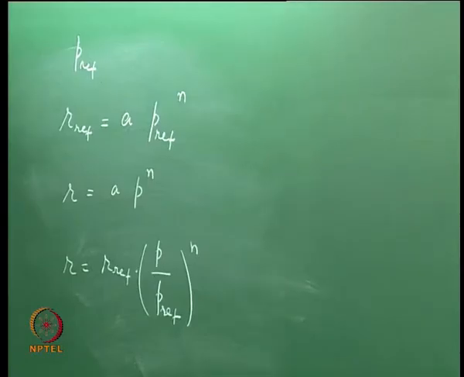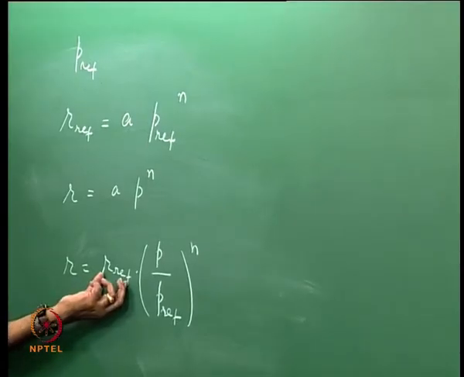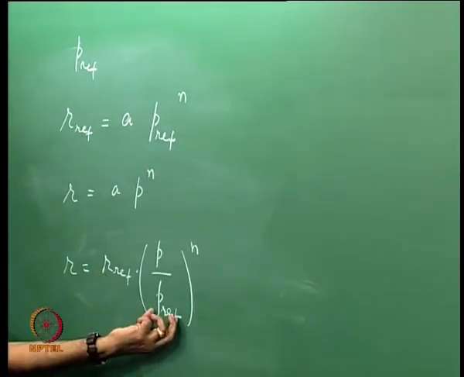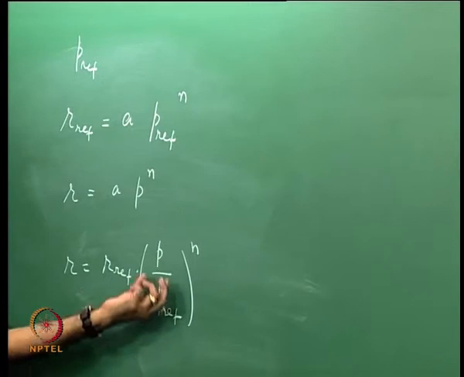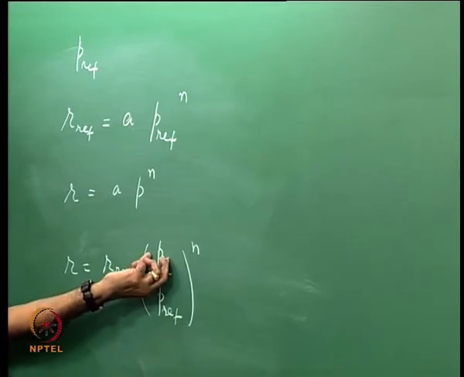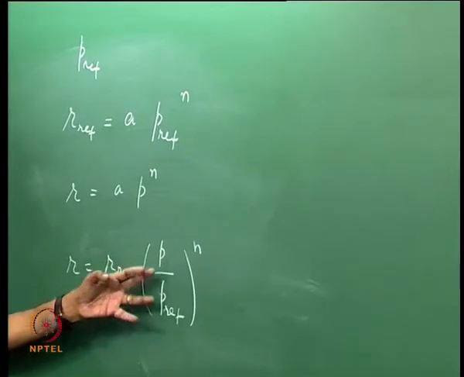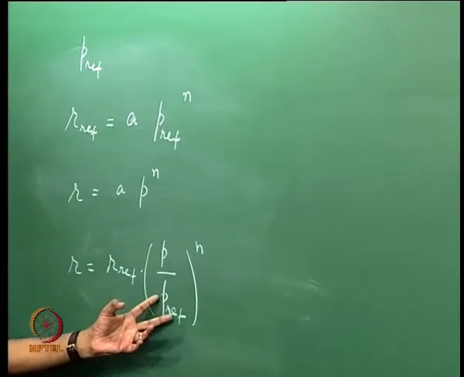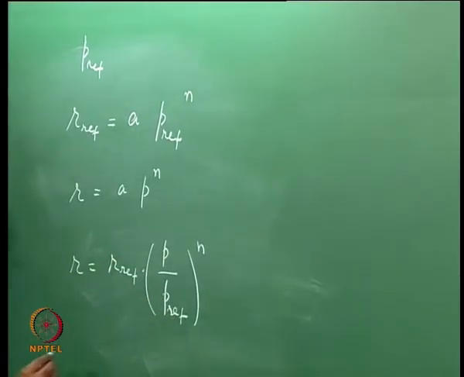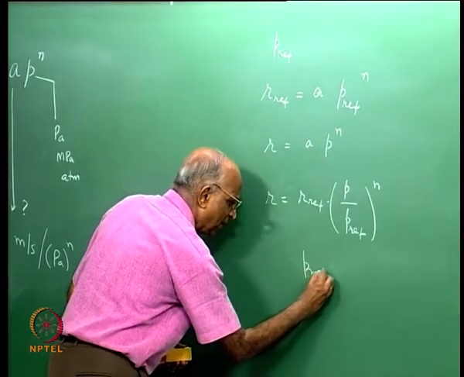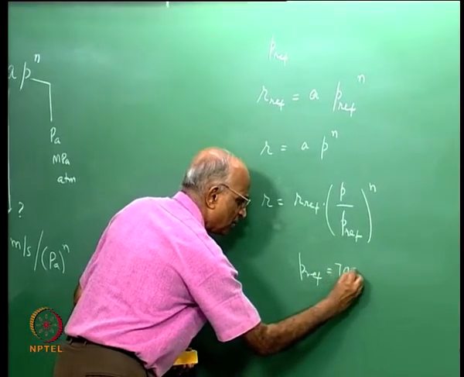In other words, the burn rate can be expressed at a given reference pressure, provided the reference pressure is used for non-dimensionalizing the value of pressure. This is how the burn rate is expressed through a non-dimensional pressure based on the reference pressure, and this reference pressure is normally taken as 70 atmospheres.